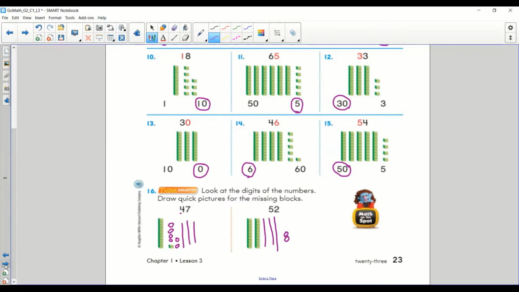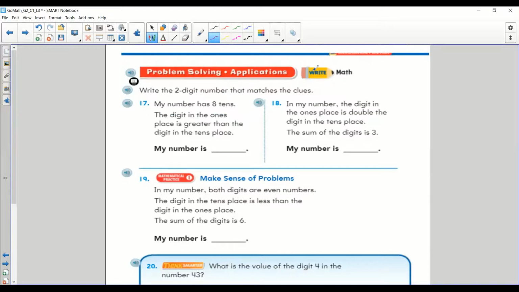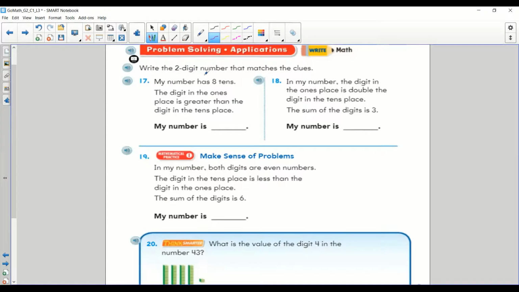Okay, so that's math on the spot. And for our last page, we have problem solving. So write a 2-digit number that matches the clues. Do you know what a 2-digit number is? Well, 2, you know how many 2 is. And you know that a digit is any number that is 0 through 9. So we want to think of a 2-digit number that matches the clues. And you know, it's funny how we're reading postcard clues and now we're doing some math clues. So my number has 8 tens. The digit in the ones place is greater than the digit in the tens place.